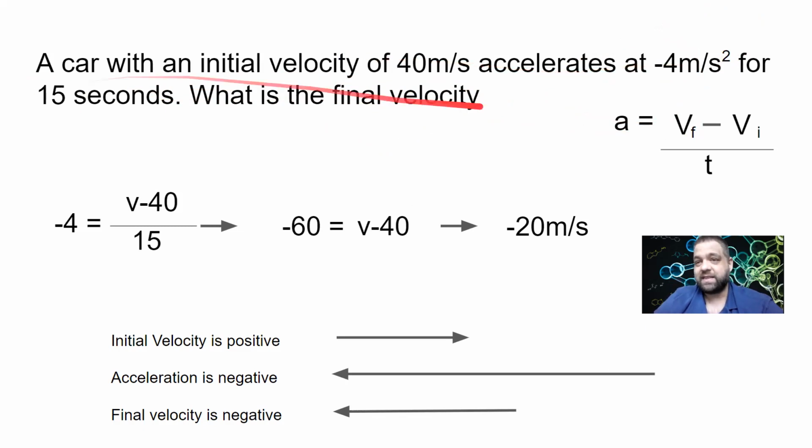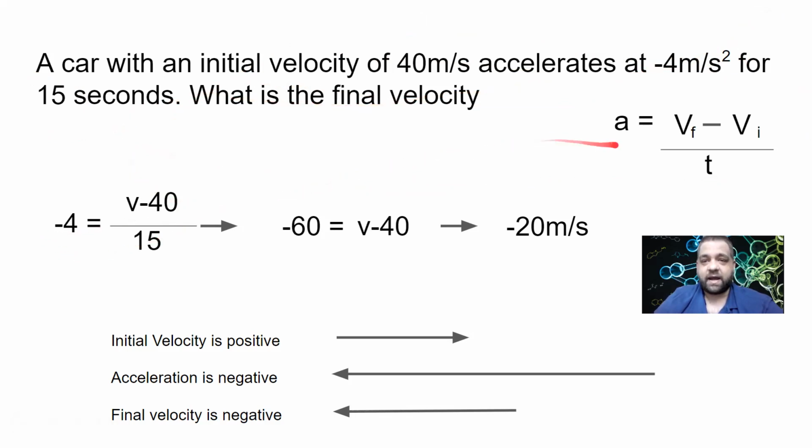I don't. This squared here applies only to the units. It doesn't apply to the seconds. It doesn't mean that I'm going to do -4 times -4. It just applies to the units here. Nothing else about this problem. So what is the final velocity?